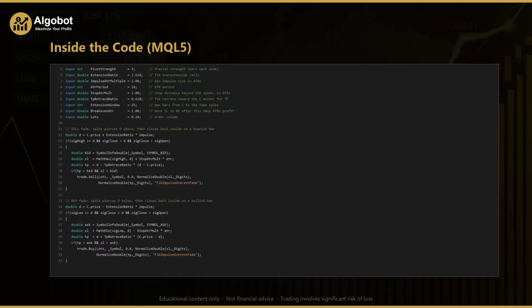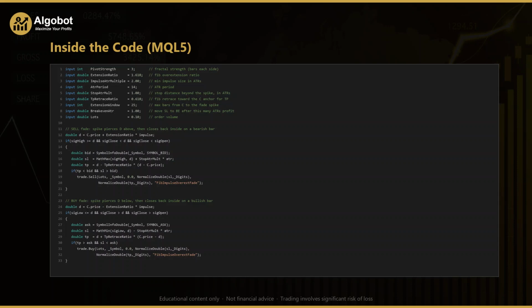Now the two signal blocks. In the sell block, the strategy computes point D above the market, as C price plus the extension ratio times the impulse. It then checks three conditions on the just closed bar. The bar's high reached or exceeded D, the close came back below D, and the bar closed bearish. When all three hold, and the target sits below the current bid while the stop sits above it, the trade.sell call places the order. The stop is set beyond the spike by StopAtrMultiple times ATR, and the take profit is a retrace back toward the C anchor.